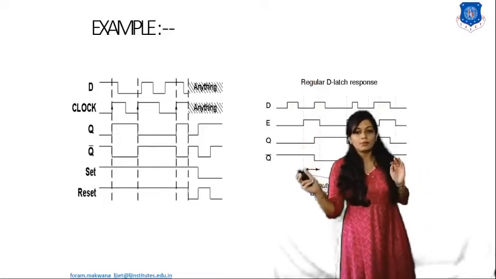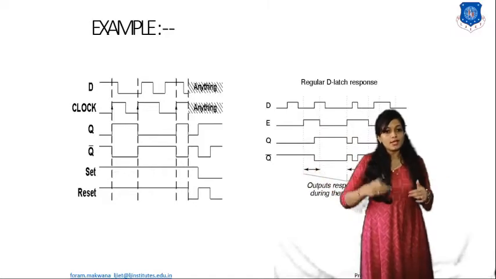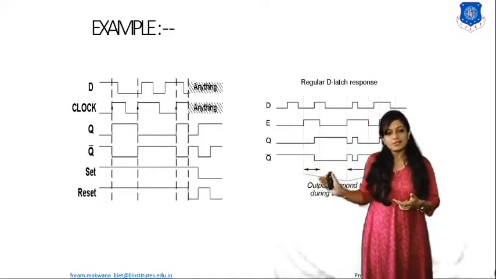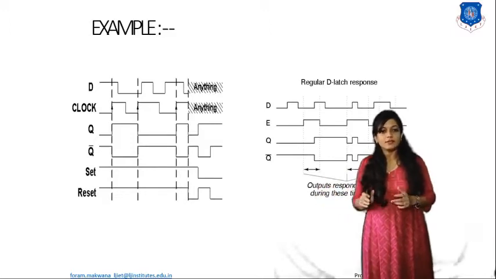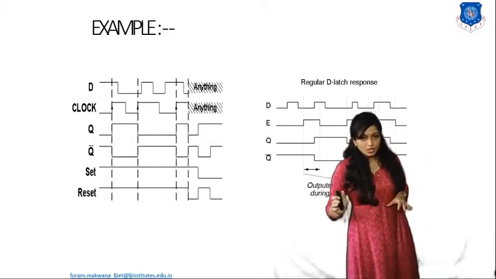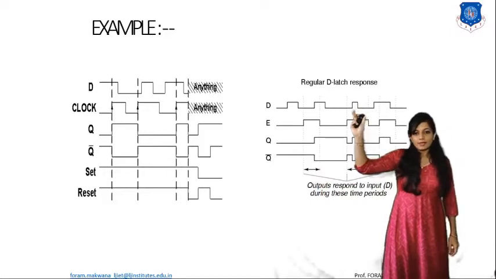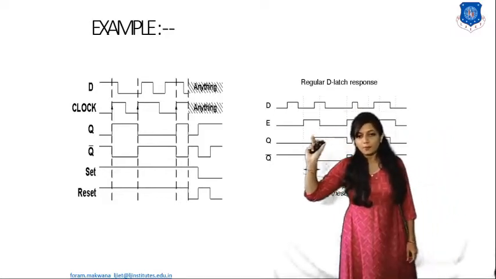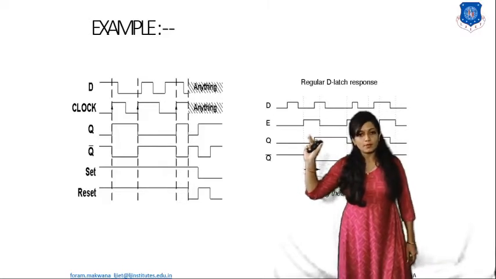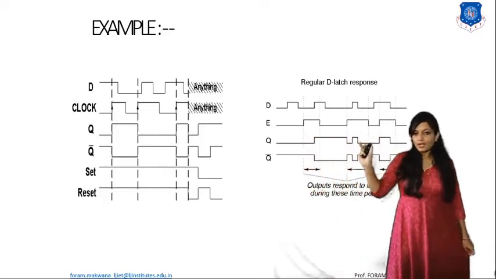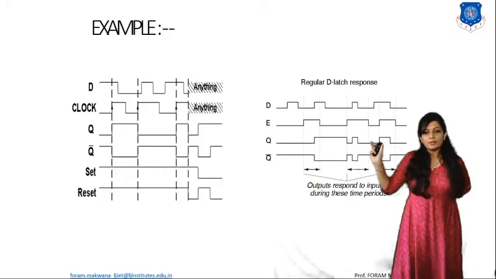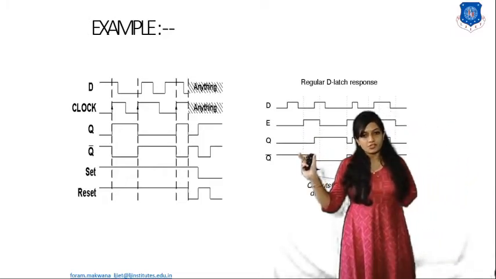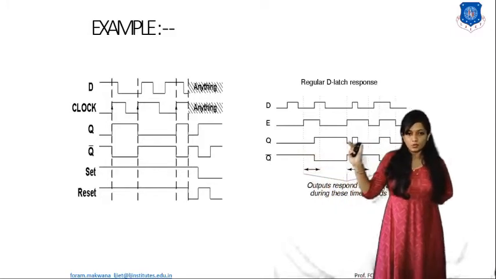Q bar is the complement of Q. Alright. So based on the value of Q, we can say that my flip-flop will set, otherwise it will reset. D signifies my input, E signifies enabling my flip-flop or applying the clock pulse, and with the help of enabling the flip-flop, my output will change. That is the Q.